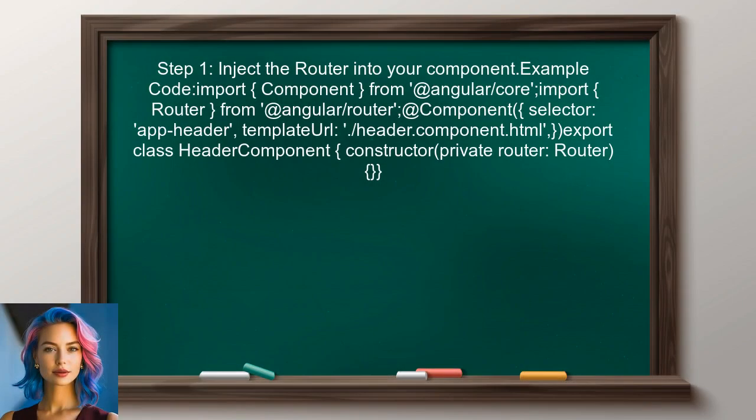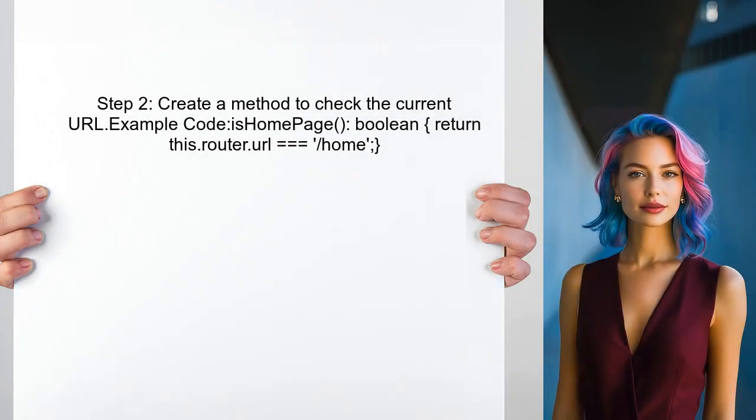To hide the anchor element when the user is on the home page, the first step is to use Angular's router to check the current route. The user can do this by injecting the router into their component. Next, the user should create a method to check the current URL. This method will return a Boolean value indicating whether the current route is /home.